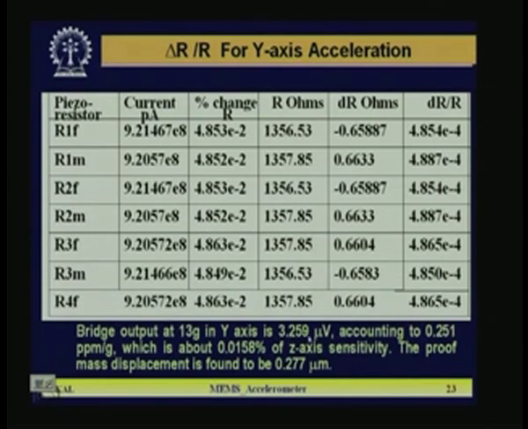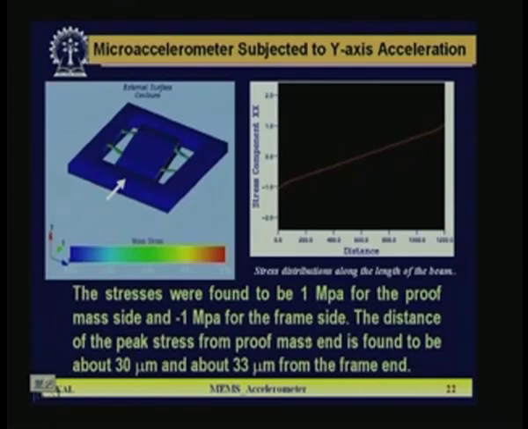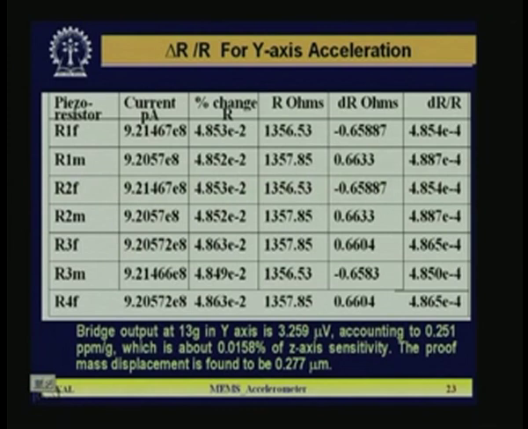3.257 microvolt. In the earlier case you got 0.97 microvolt along the x-axis, and here you are getting a little more than that. This amounts to 0.251 ppm per G sensitivity, which is about 0.0158% of the z-axis sensitivity. That means the off-axis sensitivity is much lower compared to the z-axis.